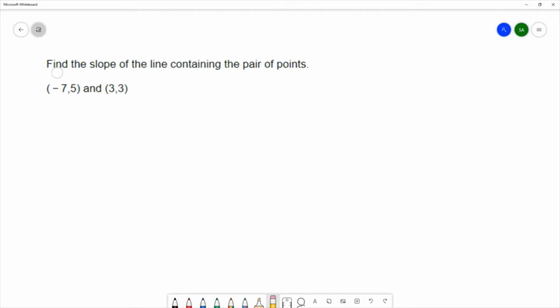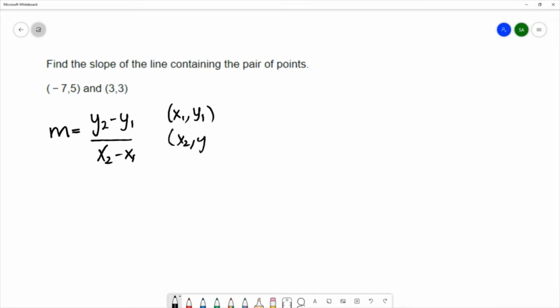This question says, find the slope of the line containing the pair of points -7, 5, and 3, 3. So we have a formula for slope, and the formula for slope involves having 2 points on the line, and the formula is y2 minus y1 over x2 minus x1. And that's when your ordered pairs or points on the line are x1, y1, and x2, y2.